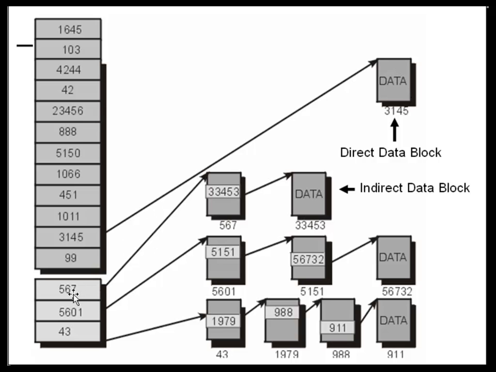Once we get down here, 567 is pointing to an inode here. And this inode here, notice this is 567, then has a pointer to this. This is an indirect block of data. And then on here, 5601 points to data block 5601, which contains a pointer, 5151, which points to this block, which then points to the actual data block right here. And then we have triply indirect right here. The pointer in block 43, this is block 43, points to 1979 right here, which points to 988 right here, which points to 911, and 911 is going to be the data.